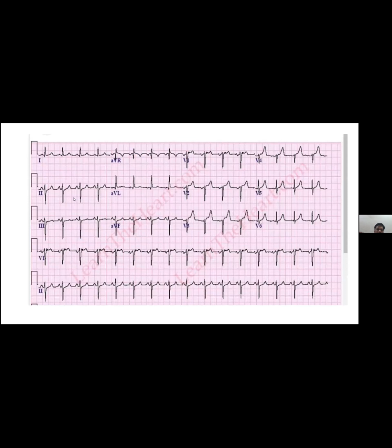See the example here. Lead 1 is positive. Lead 2 is negative. AVF is negative. Lead 1 positive, lead 2 negative, AVF negative. Simple. Forget about the rest of the ECG. So the patient has a left axis deviation. Simple.